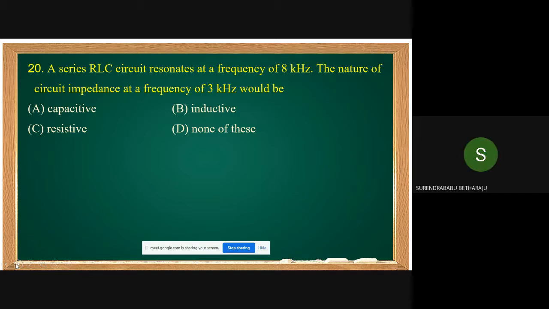See, at resonance condition, it is resistive. At what frequency is it resonance? 8 kHz. It is resonance at 8 kHz. That means at 8 kHz, no doubt at all, it is resistive. But what is the nature of the circuit impedance at frequency 3 kHz? You know this already, given for series resonance. I gave this curve.